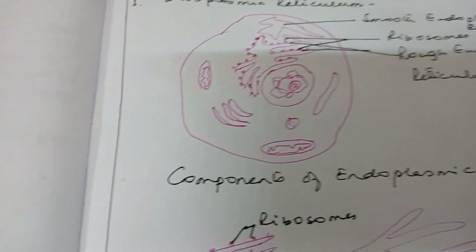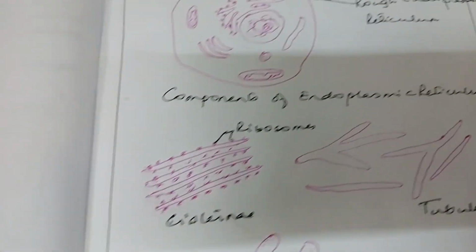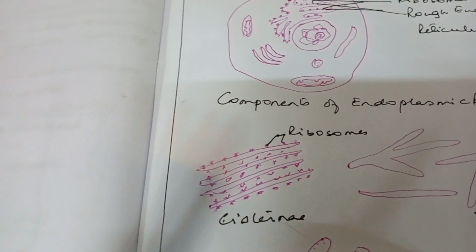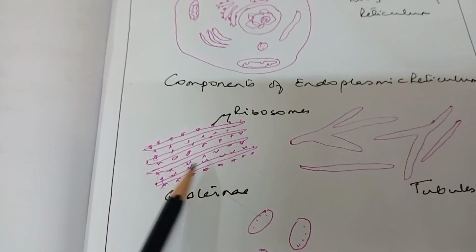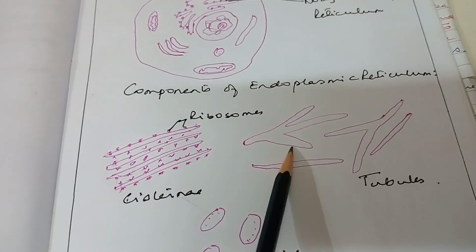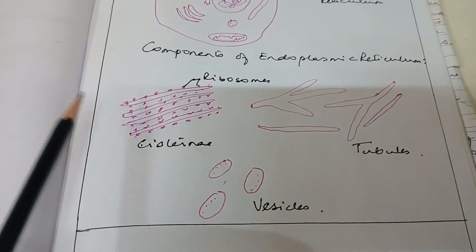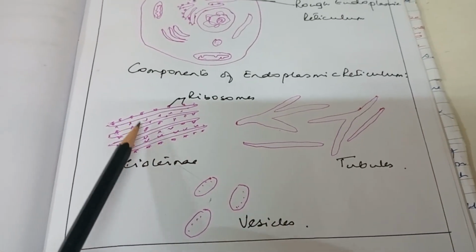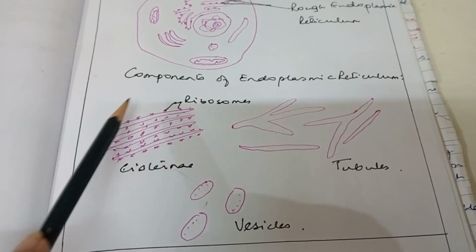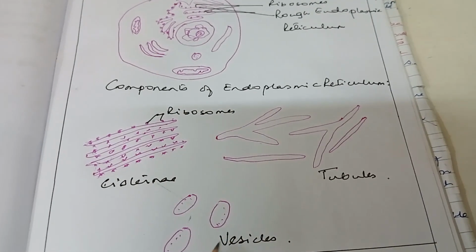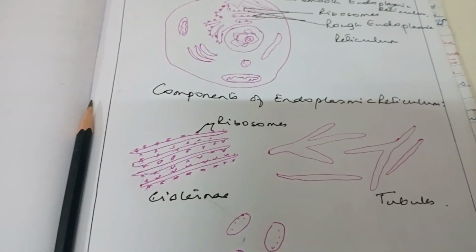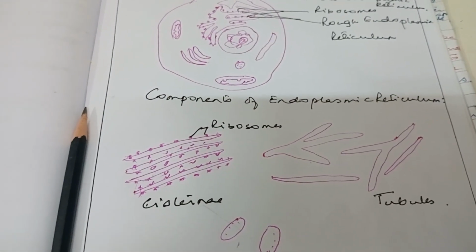It is formed structurally of three types of elements. Cisternae, here we can see the cisternae. These are known as the cisternae. This is the tubules and this is the vesicles. The cisternae are with ribosomes. You can see ribosomes studded on them. Tubules and vesicles are without ribosomes.